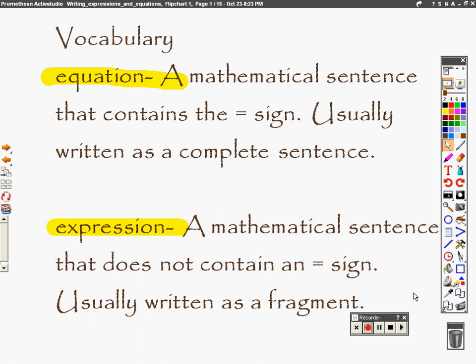Good morning, class. Today you're going to be working on writing equations. So some key vocabulary you need to know is an equation. An equation is a mathematical sentence that contains the equal sign, usually written as a complete sentence. Expressions don't contain an equal sign. They're usually written as a fragment.